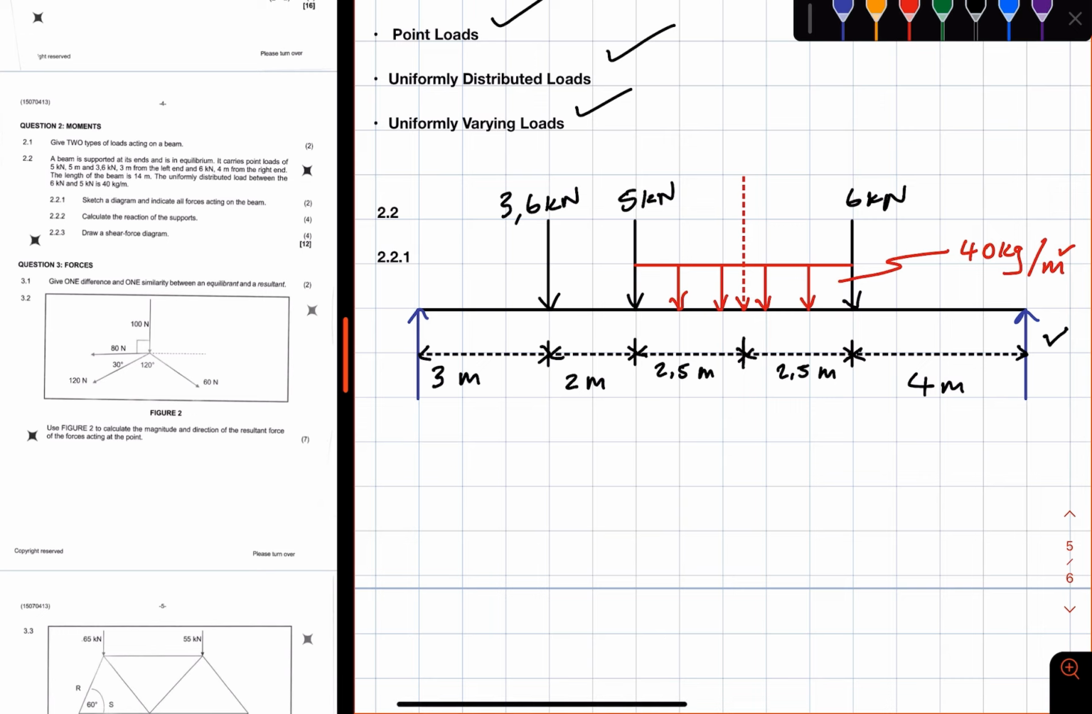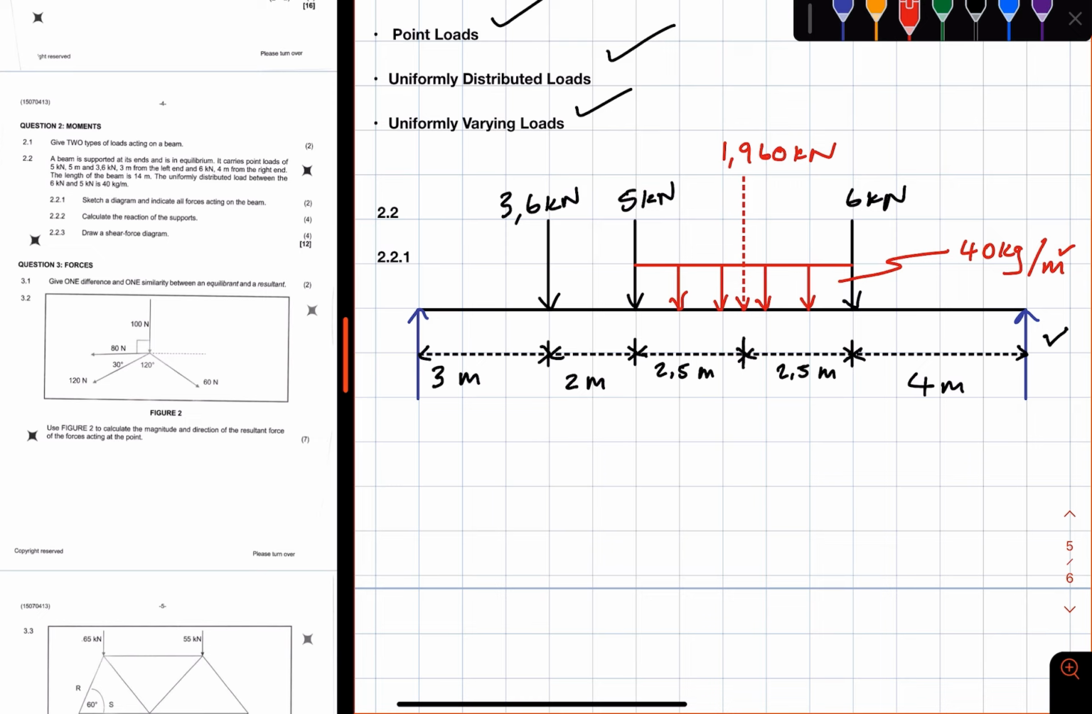Right, so what do we get? We got 1,960 kilonewtons. And remember, the weight of anything acts at its center.